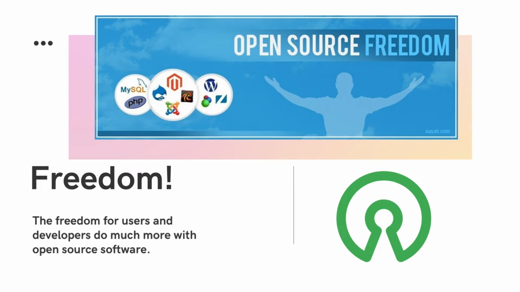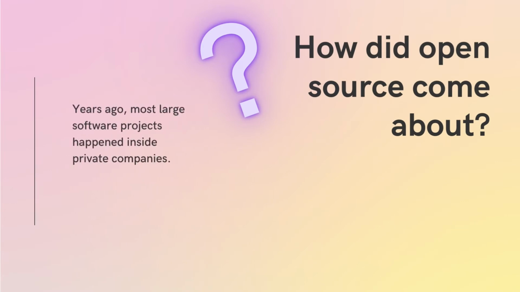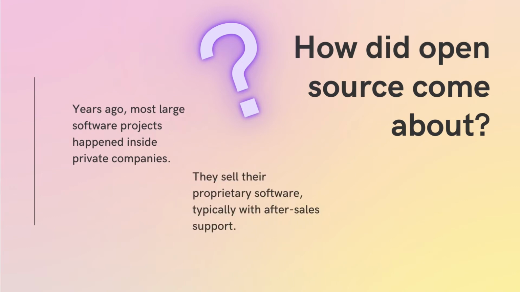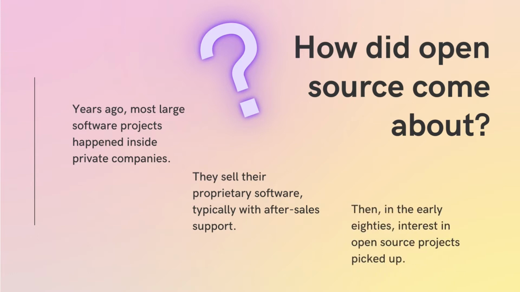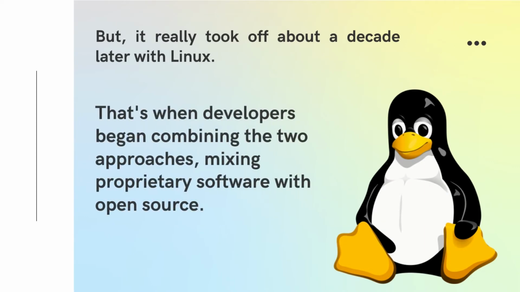Okay, a quick bit of history. How did open source come about? Years ago, most large software projects happened inside private companies. They sell their proprietary software, typically with after sales support. Then, in the early 80s, interest in open source projects picked up, but it really took off about a decade later with Linux. That is when developers began combining the two approaches, mixing proprietary software with open source.